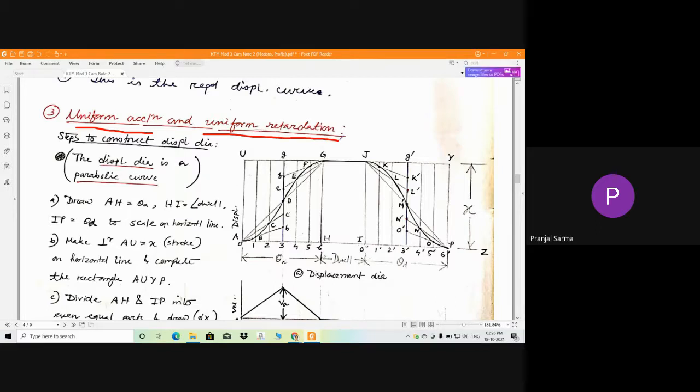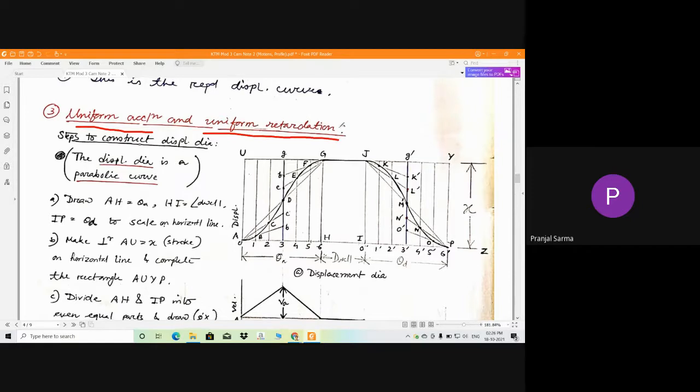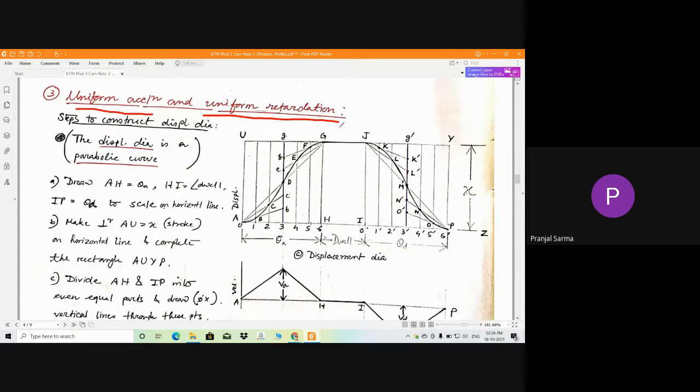So once again, we'll just consider as if we have the first ascent, then the dwell, then we have the descent stroke, and we are going to draw the displacement diagram for that particular case. We know how to draw the displacement diagram. Along the x-axis for the displacement diagram, we have to consider theta, the angular displacement, and along the y-axis we consider the displacement.